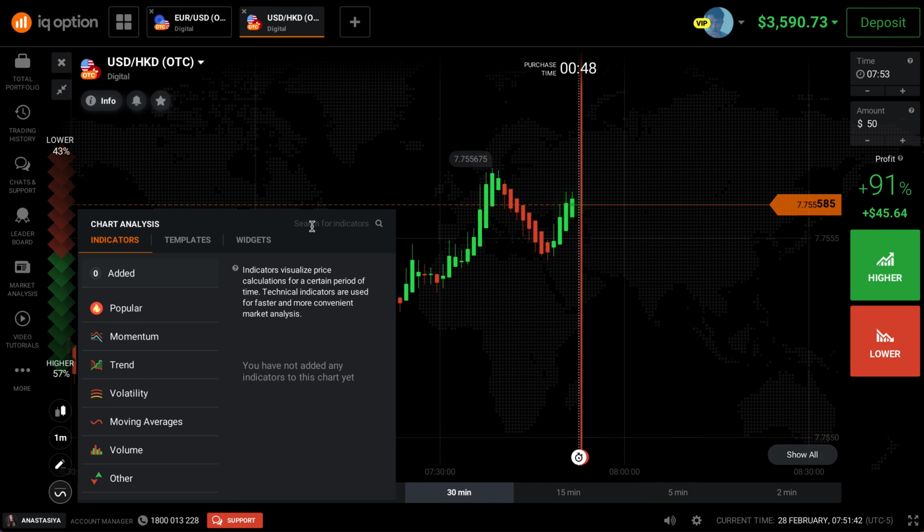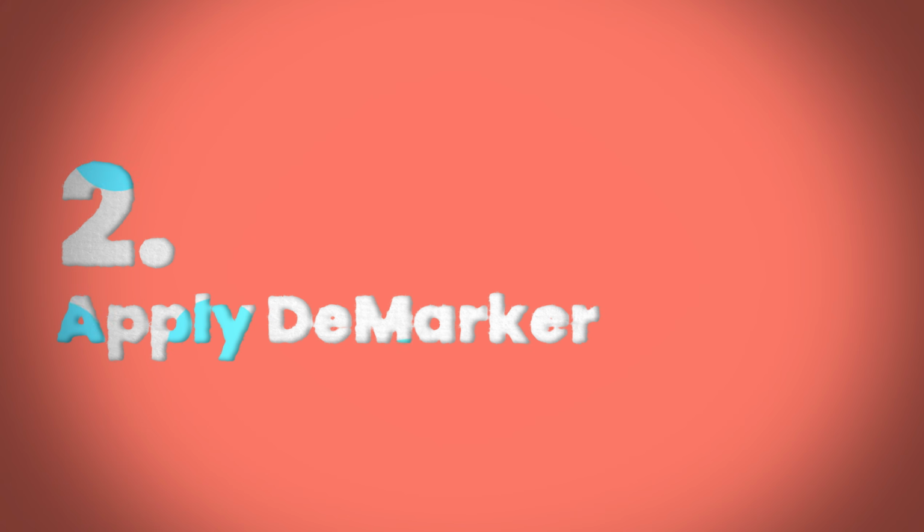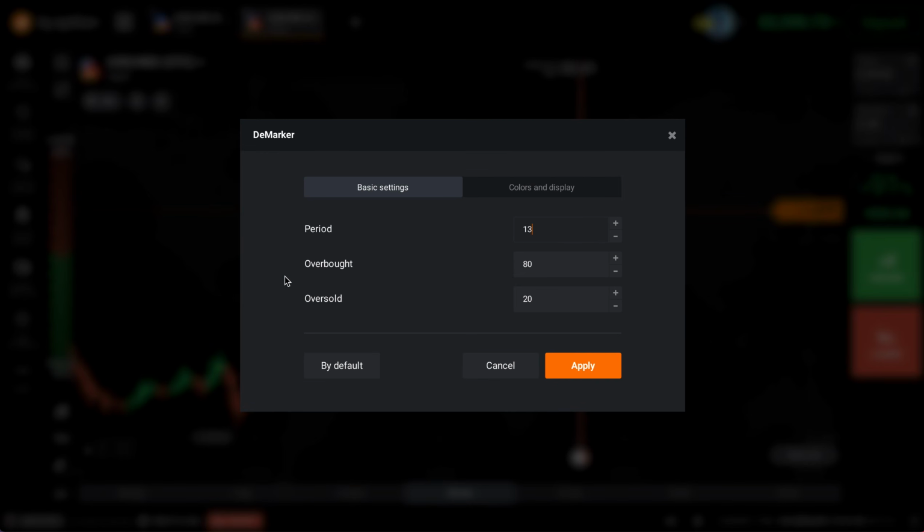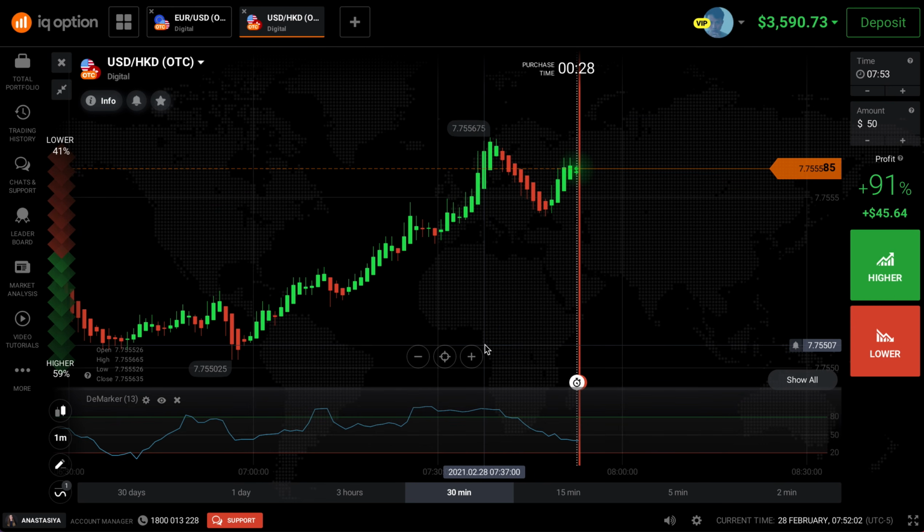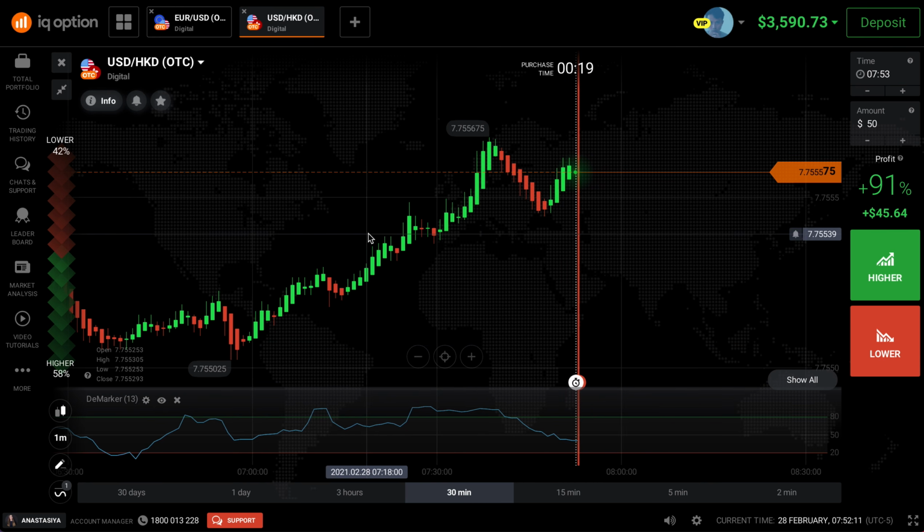The second factor is that I'm going to use the DeMarker. The DeMarker tells us about overbought and oversold conditions during a period of time. I'm going to set this to 13 period, with overbought at 80% and oversold at 20%. I want to see if the market is giving us a sign that it's already overbought or already oversold. First, we look at our Heikin-Ashi graph above.